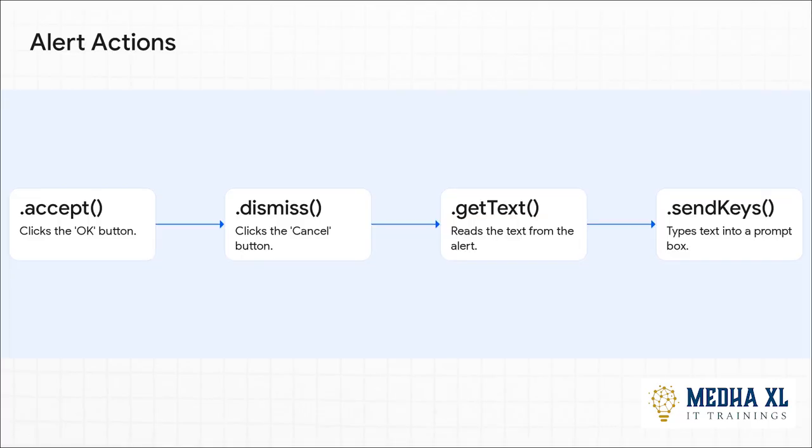And once you've switched to that alert, you've got four main things you can do. You can .accept it, which is basically clicking the OK button. You can .dismiss it, which is like hitting cancel. You can use .getText to read the message inside it, which is great for making sure the right alert popped up. And if it's a prompt asking for you to type something, you can use .sendKeys to type right into it.